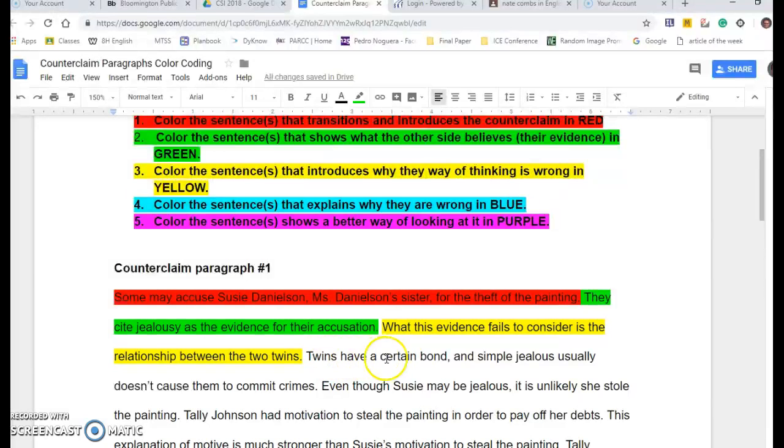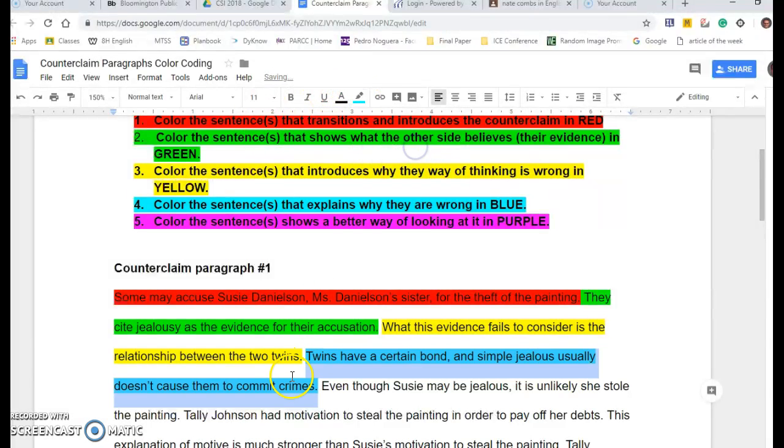The next sentence says twins have a certain bond, and simple jealousy usually doesn't cause them to commit crimes. That one sounds like it's a little bit of an explanation. It sounds like we're explaining ourselves. This is our explanation for this way of thinking. So I'm going to color that one in blue.